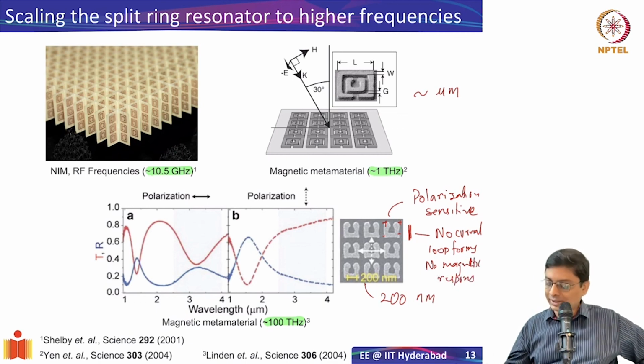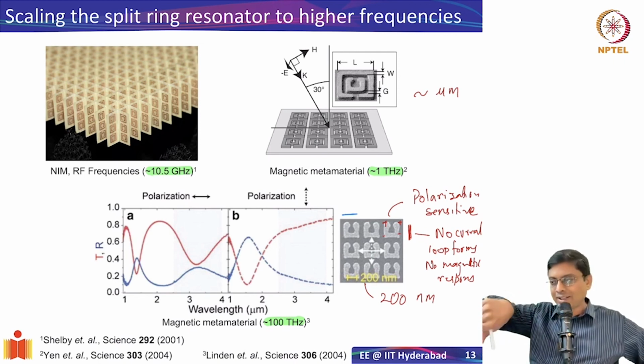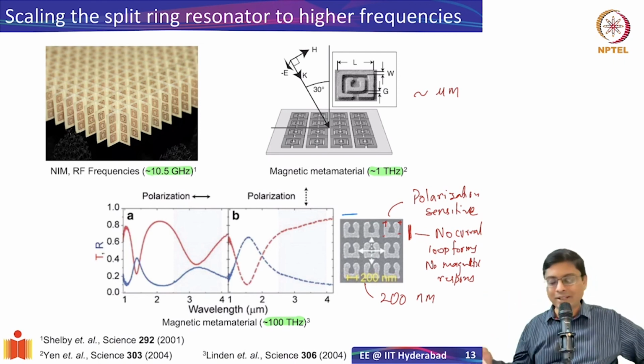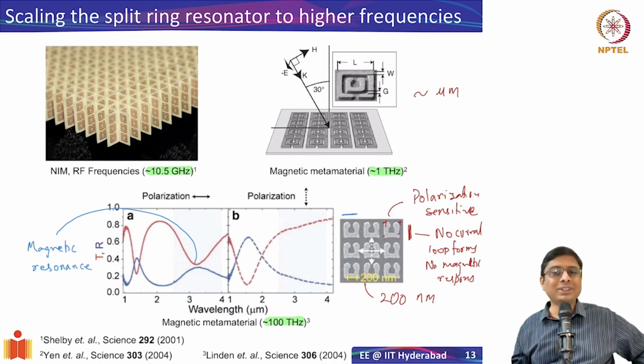Whereas when the polarization electric field is parallel, across the gap, now immediately you'll see that the current can flow in a loop fashion, and you can have a magnetic response, and that is what you see here. Magnetic resonance created.